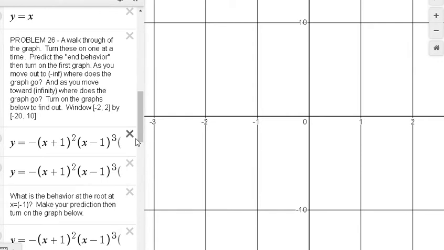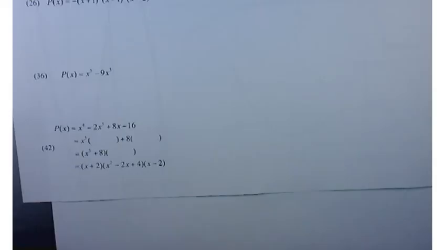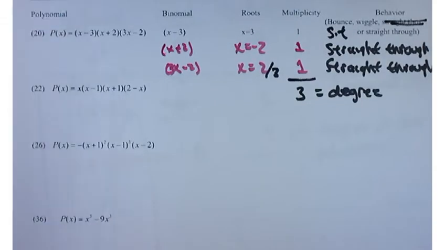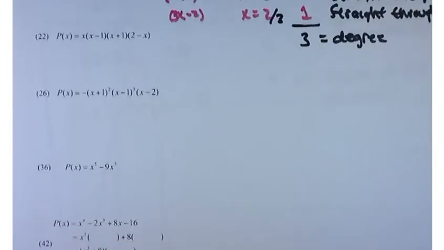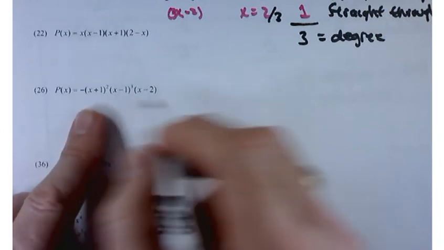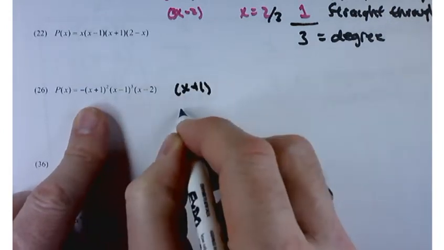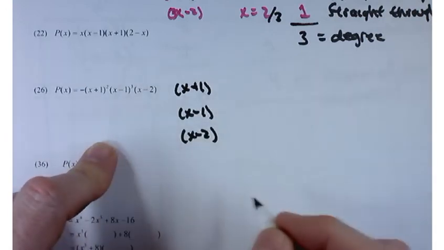All right, so with problem number 26, let's come down and take a look at our chart, or make a chart, I should say. Not that one, this one. There we go. And Eric, I'm hoping this one is what you're looking for. Now, our binomial terms are going to be x plus 1, x minus 1, and x minus 2.